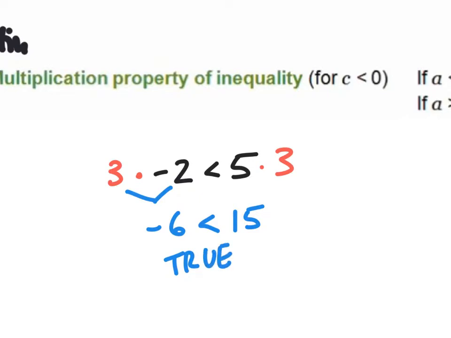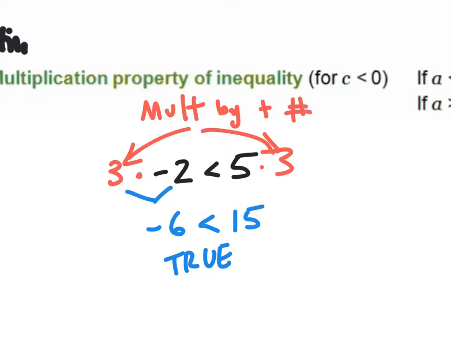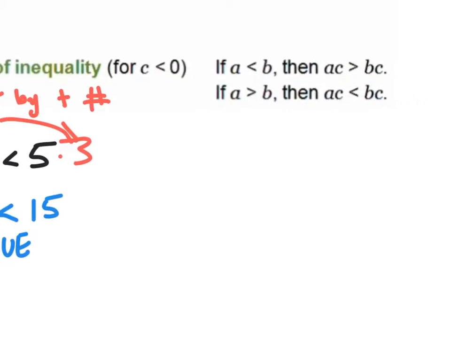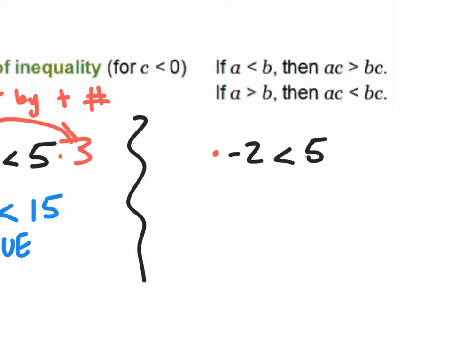Now, like I said, you guys have been doing this with equations for a long time, but these are inequalities, so we have a couple of different rules here. What I want you to write here is that we multiply by a positive number. What happens if I take that same inequality, negative 2 is less than 5, and instead of multiplying by positive 3, let's multiply both sides by negative 3?